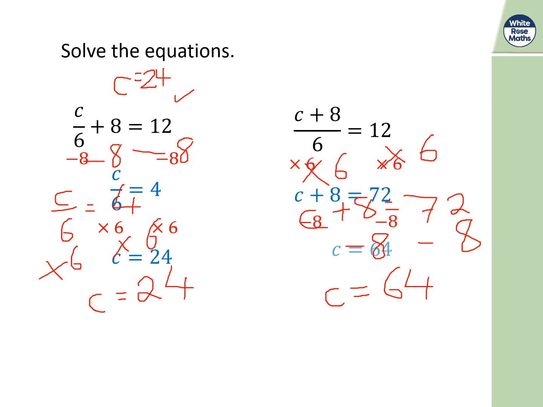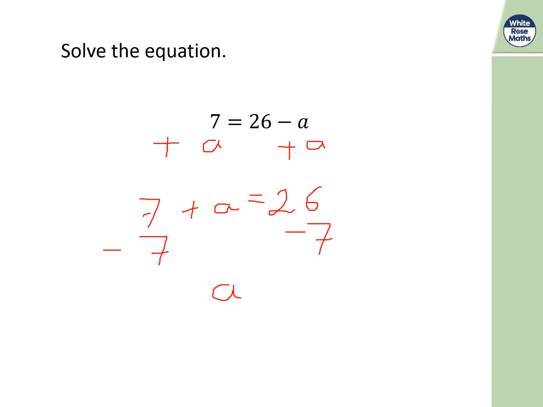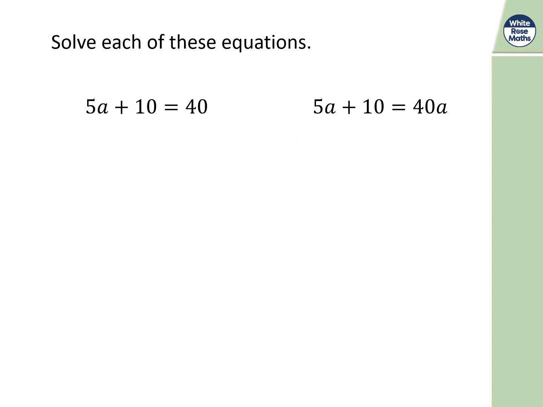D is 64. Solve the equation 7 equals 26 minus A. Well, I'm going to add A to both sides to make it positive. I get 7 plus A is equal to 26. Take 7 from both sides, so subtract 7 on both sides to balance the equation, we get that A is equal to 19. Is it 19? Yes, it is. So again, this is what they got. Subtract 7, we get A is 19.